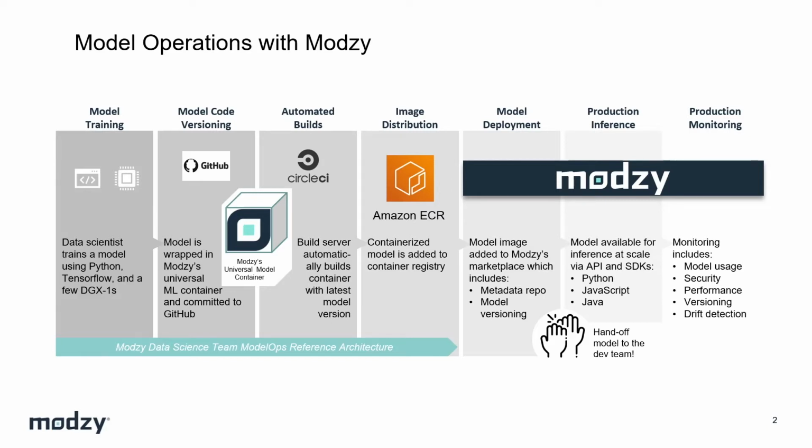This architecture we're looking at now is the one that the Modzy data science team uses, where we might use Python and either TensorFlow or PyTorch to train a model on a few NVIDIA DGX boxes. We'll then use GitHub to version our code and trigger automated container image builds when our model is good to go. We can do this using CircleCI, our preferred continuous integration tool, which then pushes those images we've built into our internal AWS Elastic Container Registry, where we can then access those images to deploy to Modzy.